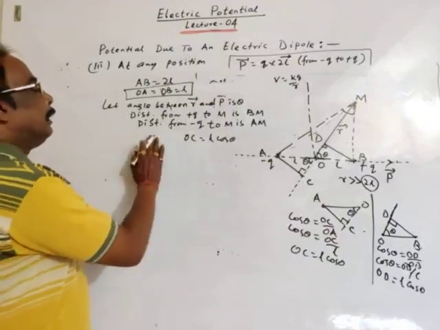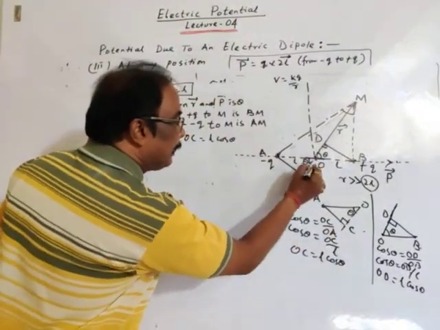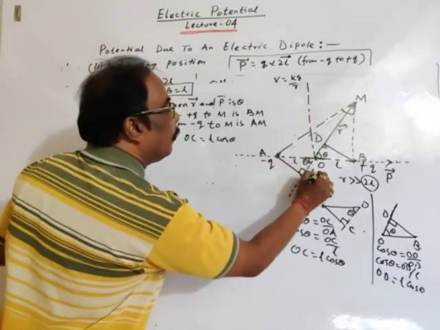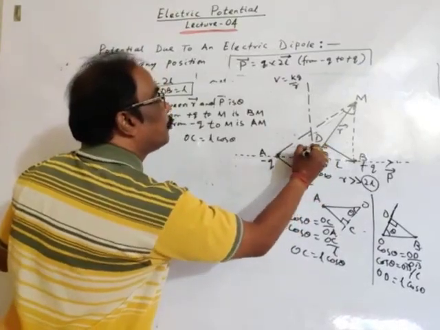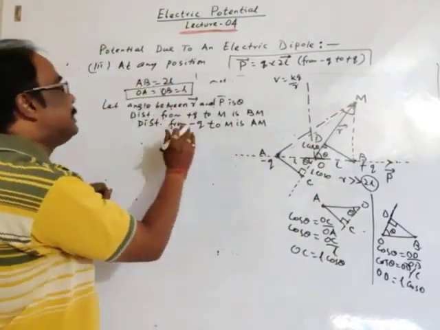Now, OC is L cos theta and also OD is L cos theta. Okay, I am erasing this.